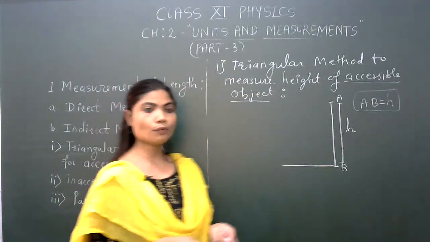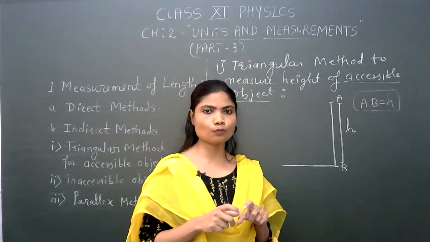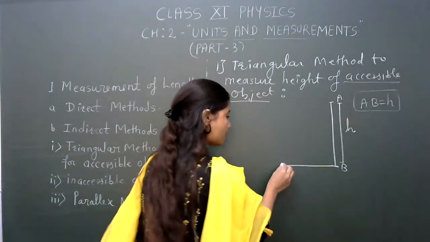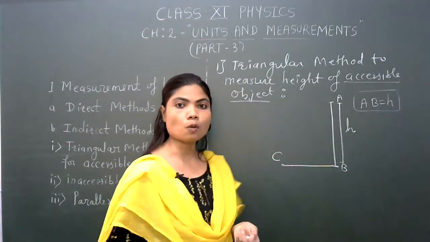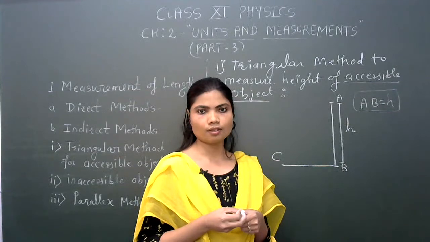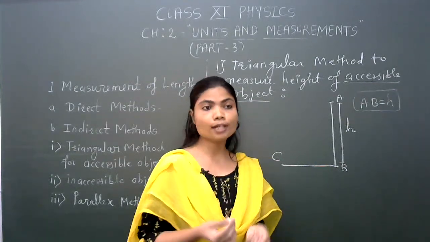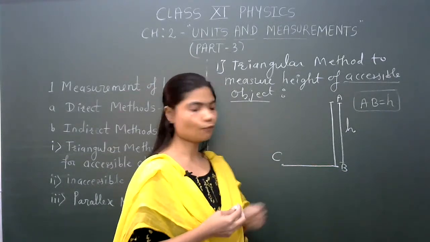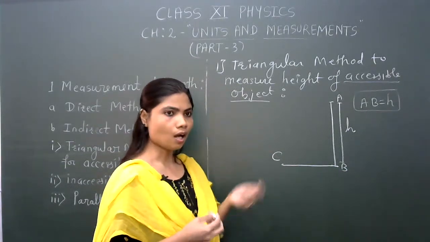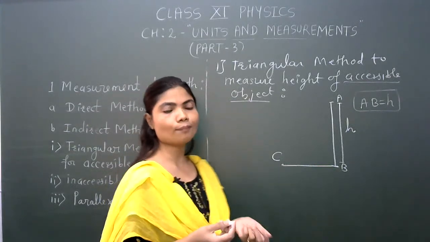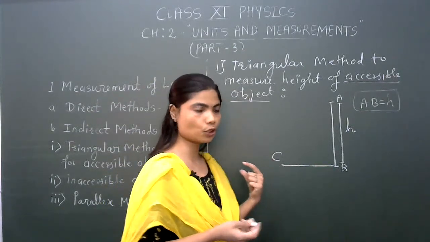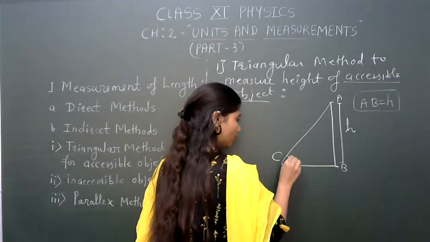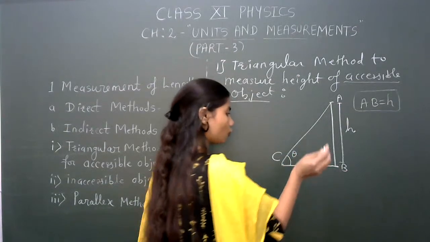Next to that, what we have to do? We have to fix an observation point from our side. This point C is nothing but an observation point for ourselves, and we will measure the angle of elevation from this point C. How can we measure that angle of elevation? We have to measure this angle of elevation, which is considered to be theta.